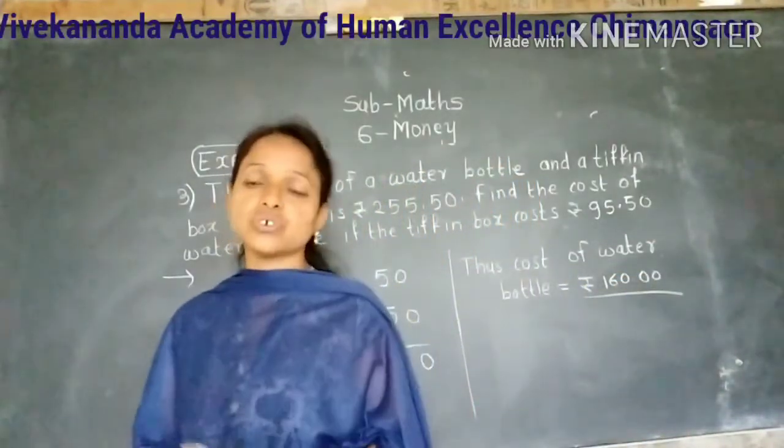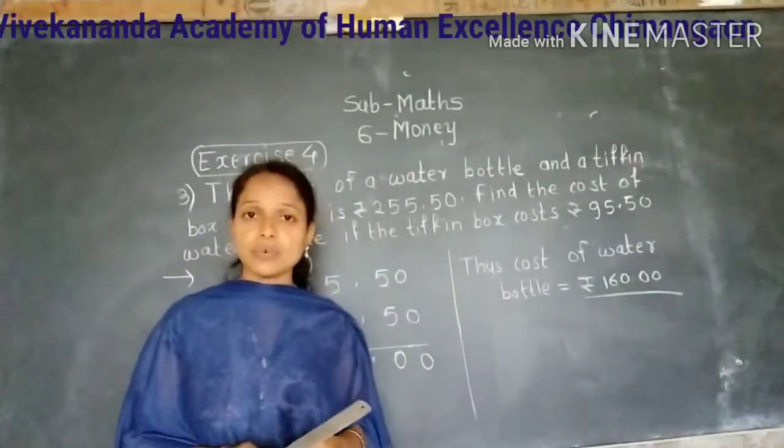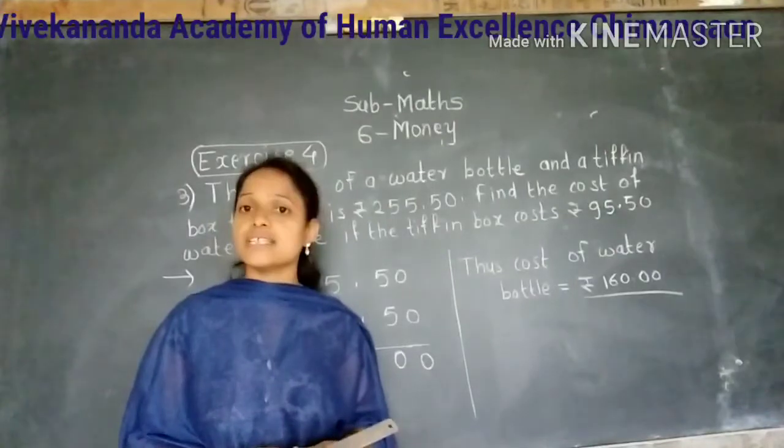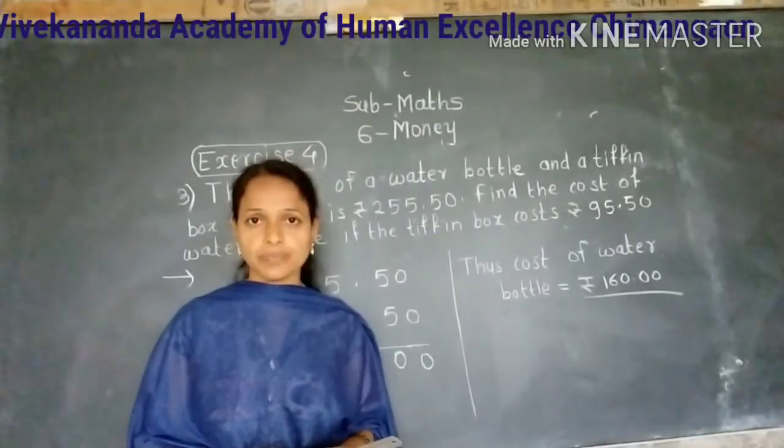This way here I have shown how to subtract money. So if you observe this, then you came to know that subtraction of money is the same as subtraction of numbers. Wherever needed, we have to borrow. Okay.